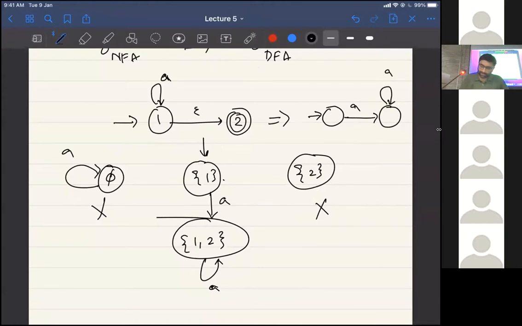Suppose if it was the final state, so this becomes our final state. So what is the language of this machine? Can you write a regular expression for this language? Yes. Yeah, so there is one minor mistake here. This is basically A star, and this is also A star.